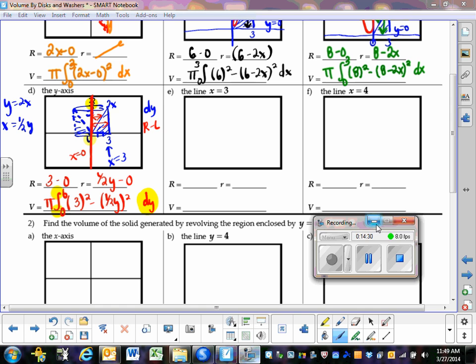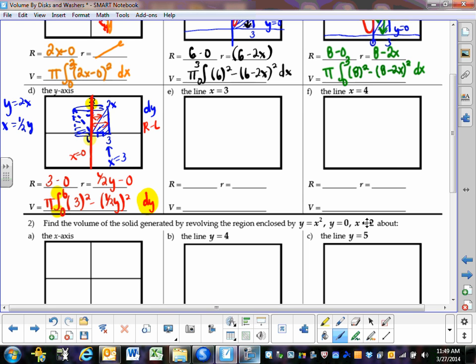Okay, now, if we take the same shape and this time rotate about the line x equals 3, we have this same shape here where we started at x is 3, y equals 2x, and y equals 0. So it's the same shape. But since we're now going to rotate around x equals 3, we're still doing a dy question, and the reflection across looks like this.